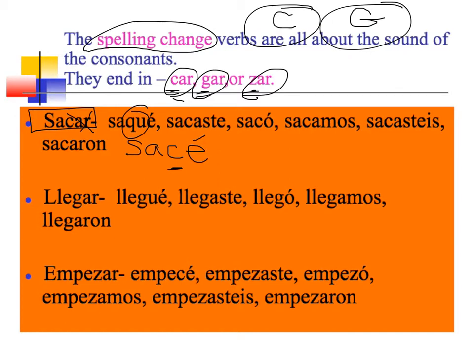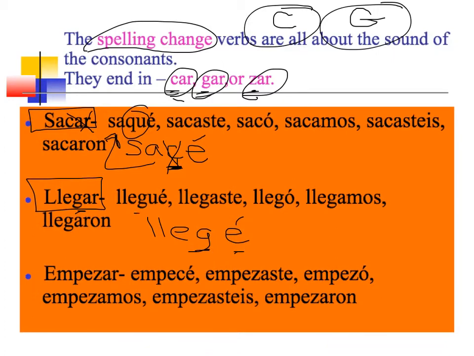Saqué, sacaste, sacó, sacamos, sacasteis, sacaron. You know, that's all about maintaining the sound. So the C changes to a QU, and that becomes the spelling of the yo form preterite. That's going to happen with llegar because of the G. So if I begin my llegar with this stem and I put on the accented E, I would have to pronounce it llehé because a G in front of an E is soft.